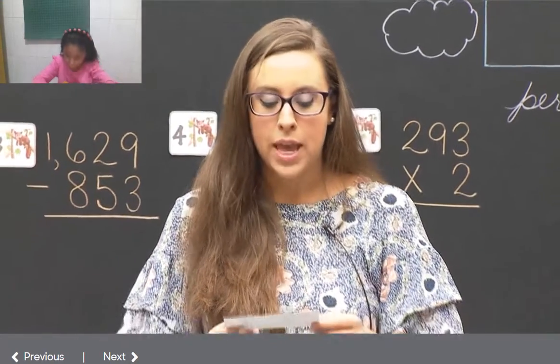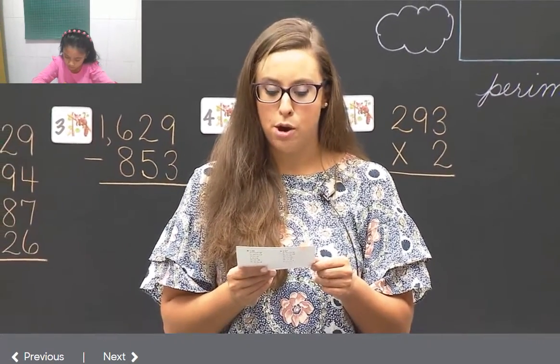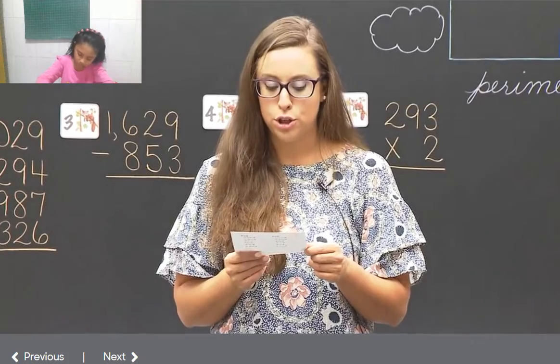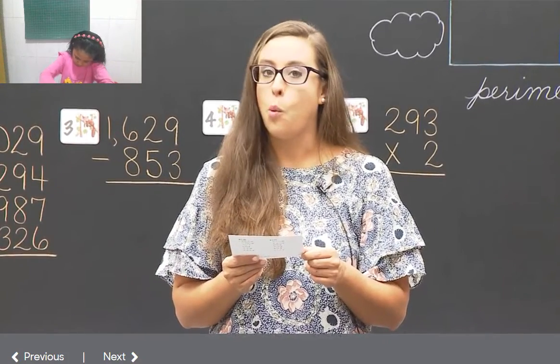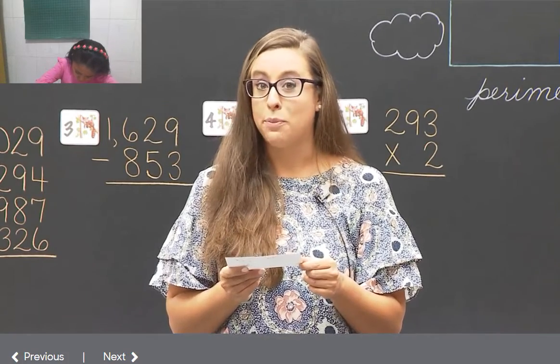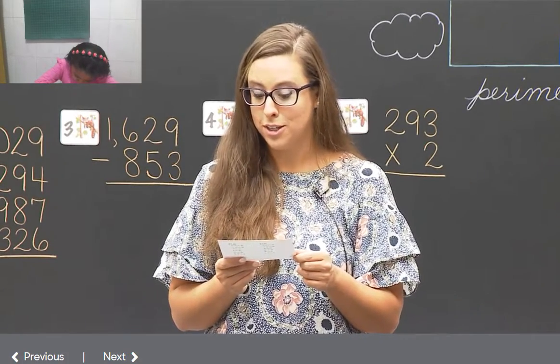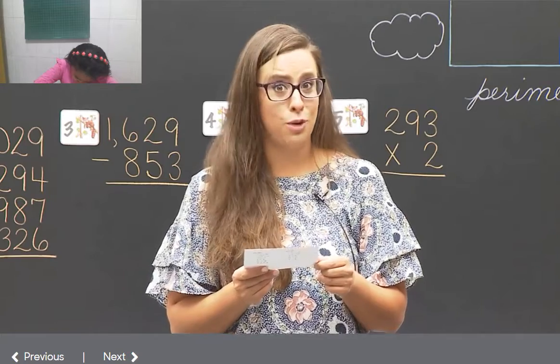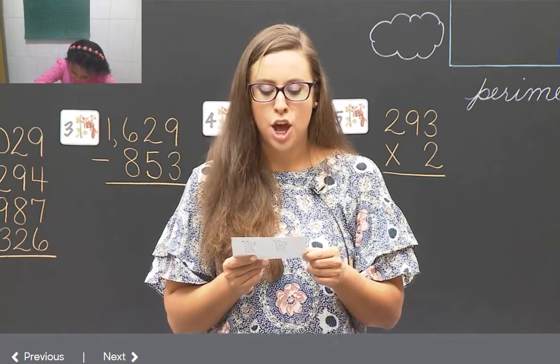Smile when you know the answer. Emma has 5 blue bows, 3 red bows, 2 green bows, 1 yellow bow, and 4 pink bows. How many bows does she have in all? Carson? 15. Yes. Students watching, if you said 15, you are correct.